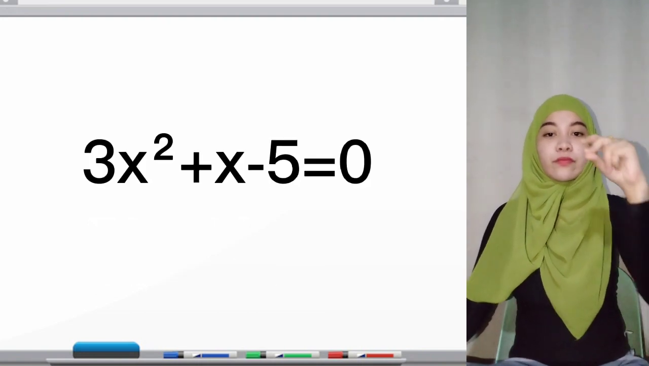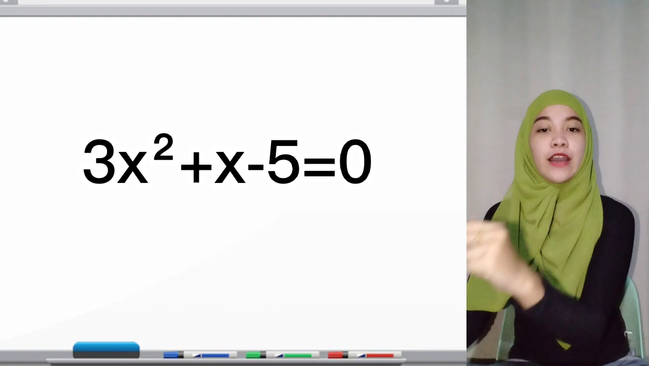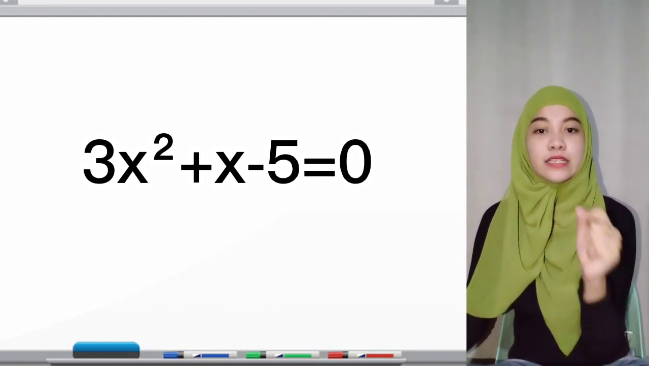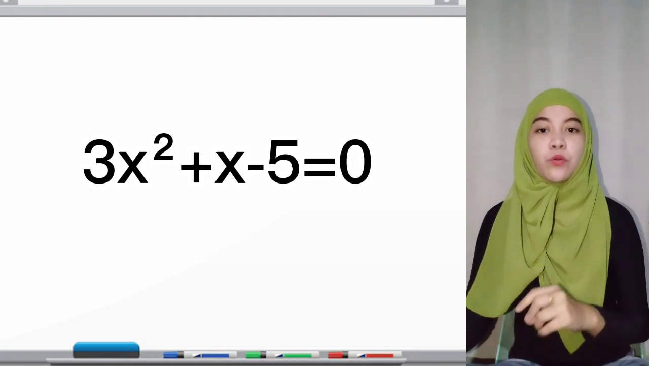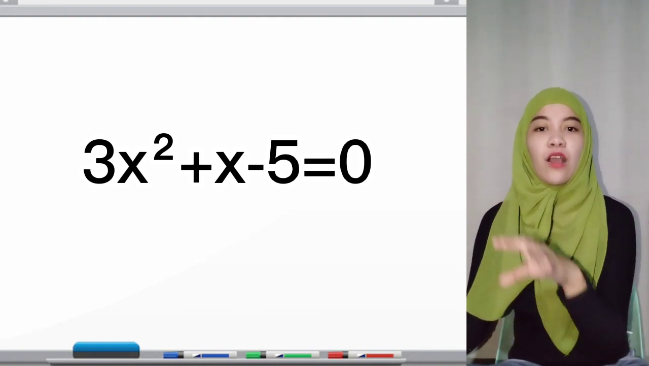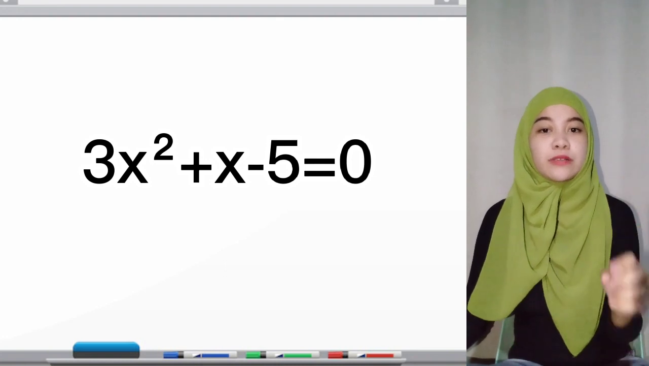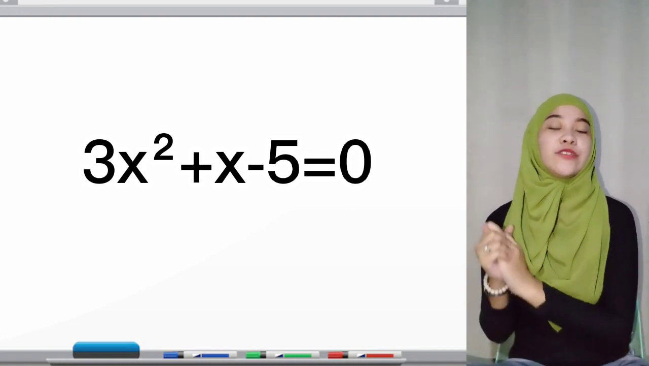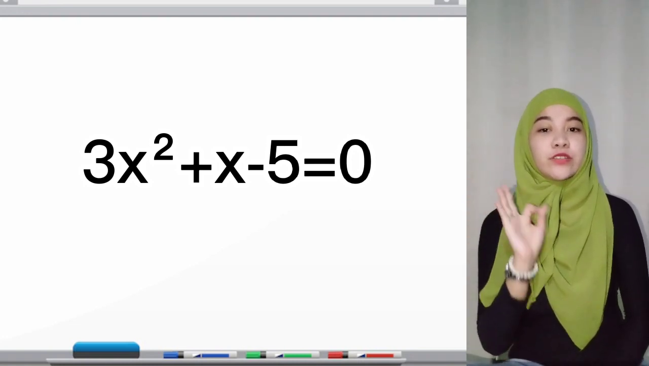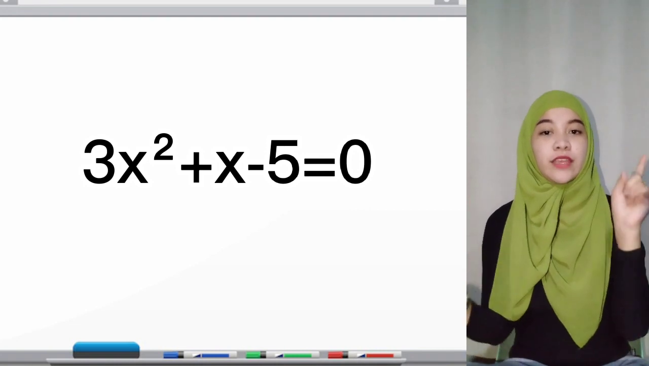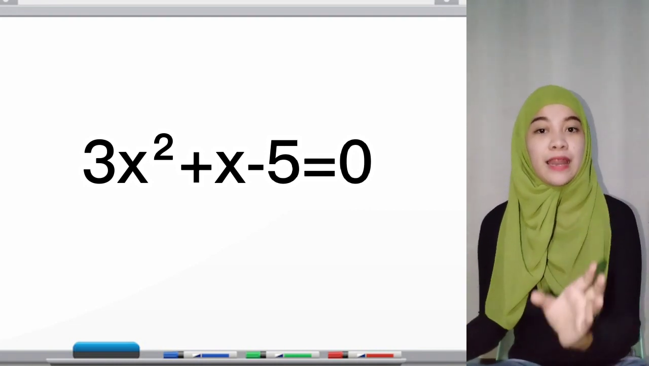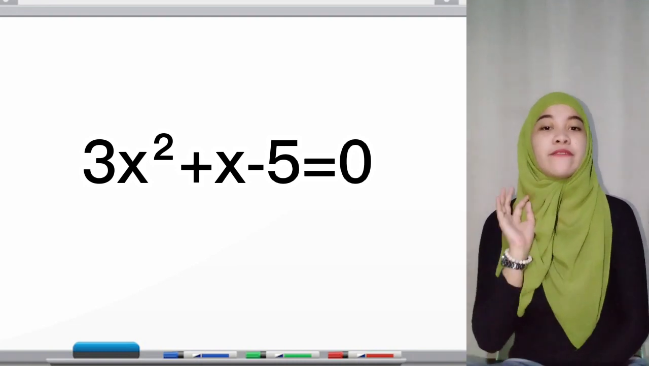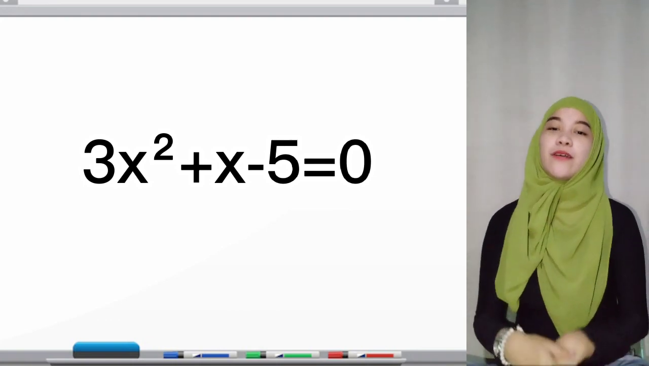So we have an equation here, 3x squared plus x minus 5. How many terms does the polynomial have? Okay, right. You're right. We have three terms here, right? We have 3x squared plus x minus 5. So we have 3 terms.